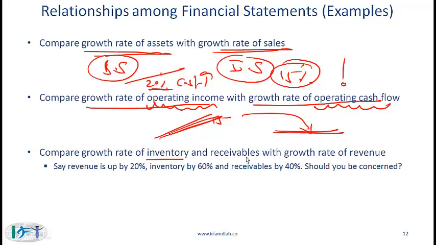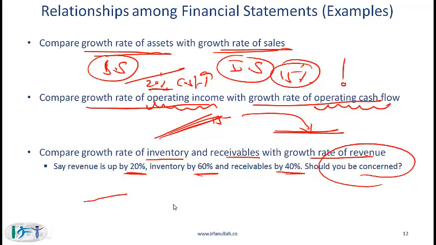Compare the growth rate of inventory and receivables with the growth rate of sales revenue. Here again, let's say you have a situation where revenue is going up by 20%, inventory by 60%, and receivables by 40%. Should you be concerned? The answer again is yes, because revenue is only going up by 20%, but at the same time, inventory is going up much faster and receivables is also going up at 40%. If these numbers are much higher relative to the growth in revenue, that might imply a problem with inventory management and receivables management.